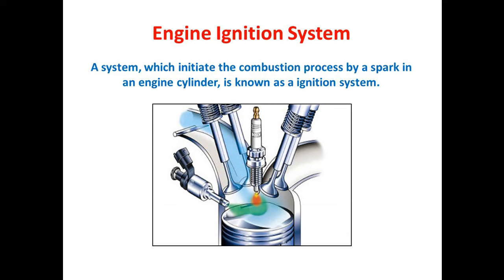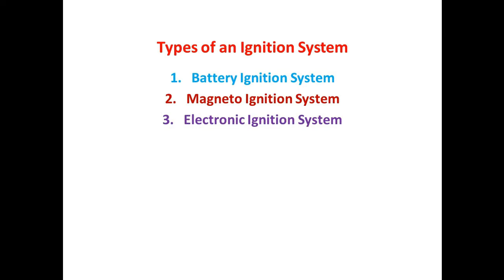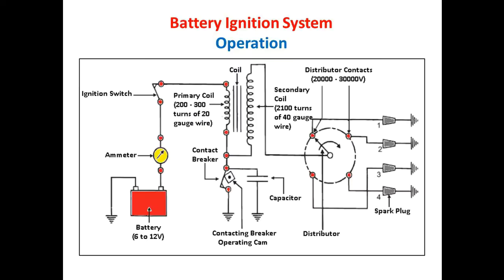So this is what we have seen in the last session: what is the ignition system, what are the requirements of the engine ignition system, what are the different characteristics of the engine ignition system, and what are the basic components of the engine ignition system. Now we will see what are the different types of engine ignition system. Generally the ignition system has three types: battery ignition system, magneto ignition system, and electronic ignition system. We will start with the first one, which is the battery ignition system.